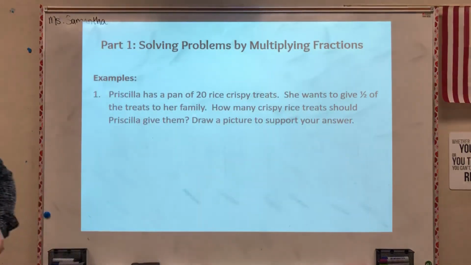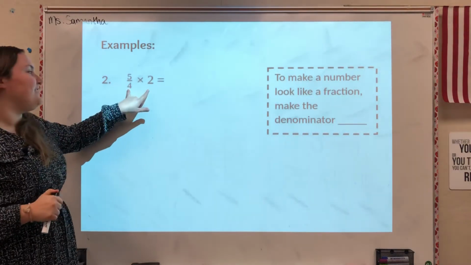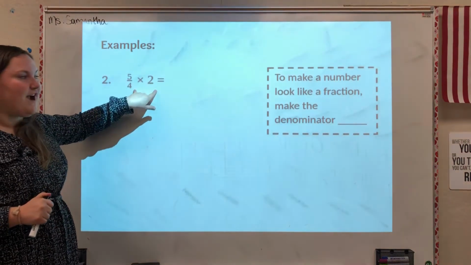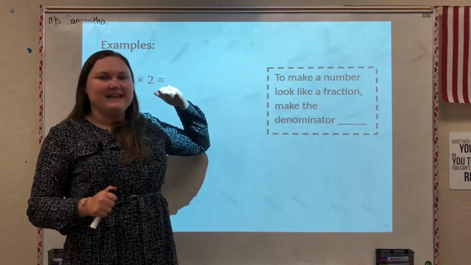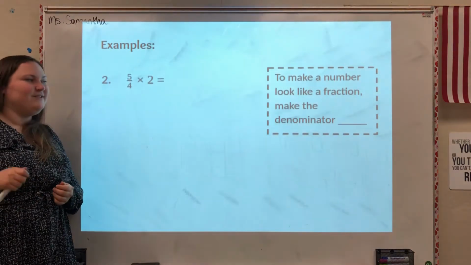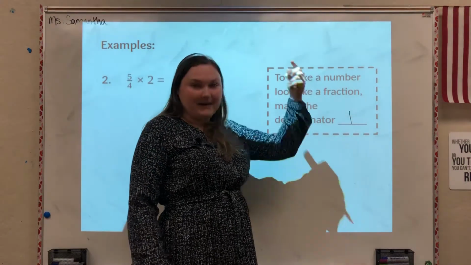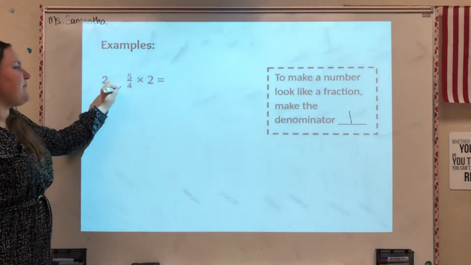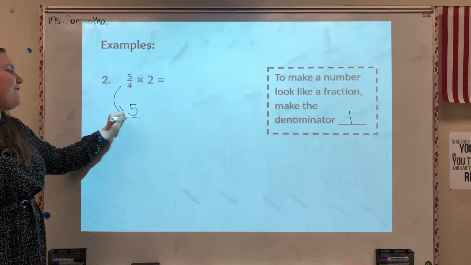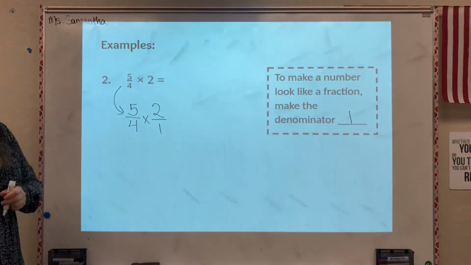This next one says 5/4 times 2. Our first step, just like with that past problem, is when you are multiplying a fraction, it actually helps to have both of them look like fractions. Now, I did something in that last problem to make a number look like a fraction. Do you remember what I did? We want to make the denominator 1. Remember that denominator is that bottom number? So my first step would be, I'm going to change this to say 5/4 times 2 over 1. I'm going to make that denominator 1.